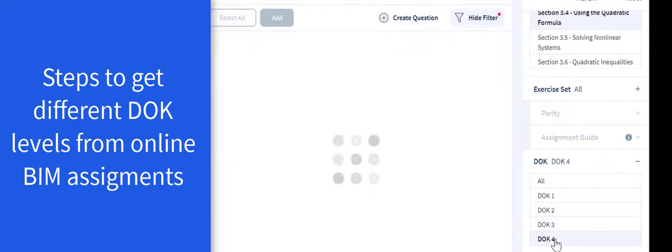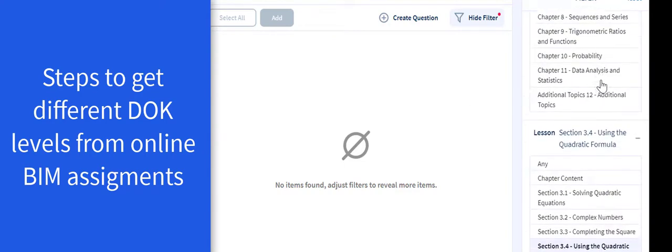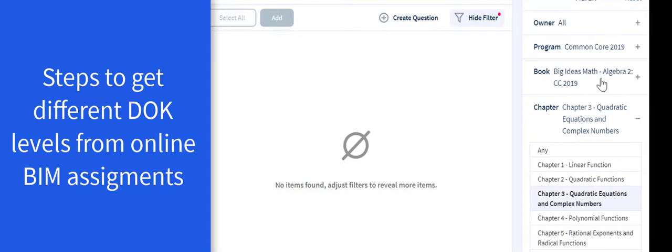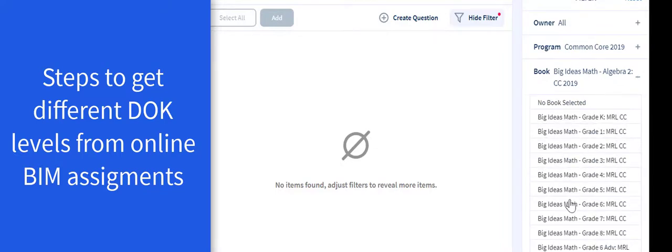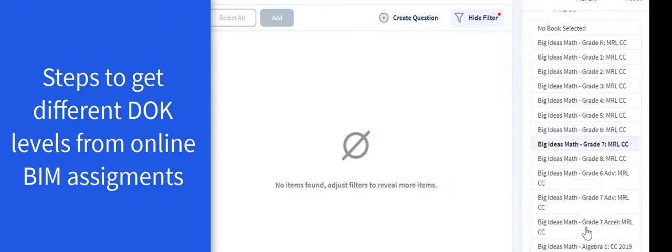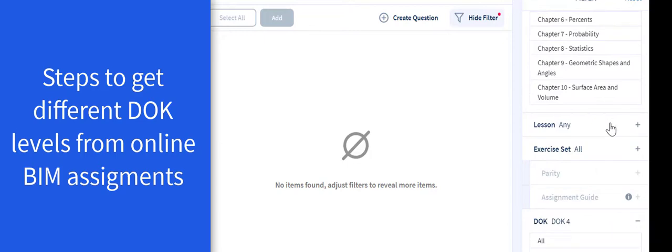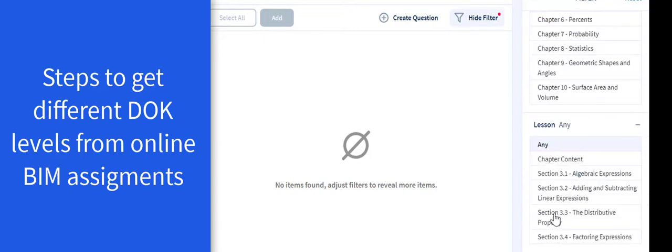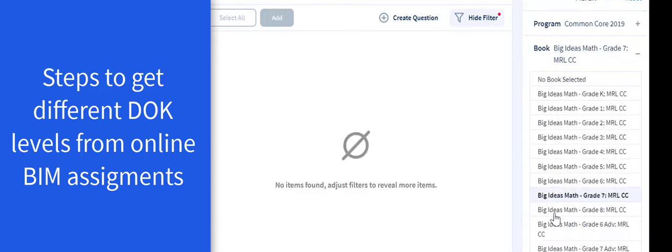I don't think they have any depth of knowledge 4. If you look at those depth of knowledge charts, it's kind of hard to get from a book because they're not a single answer. Let's look at a middle school level as well. Let's go to 7th grade. And let's go to Chapter 3 there as well, expressions. And what lesson would I like? I'm going to do the distributive property.